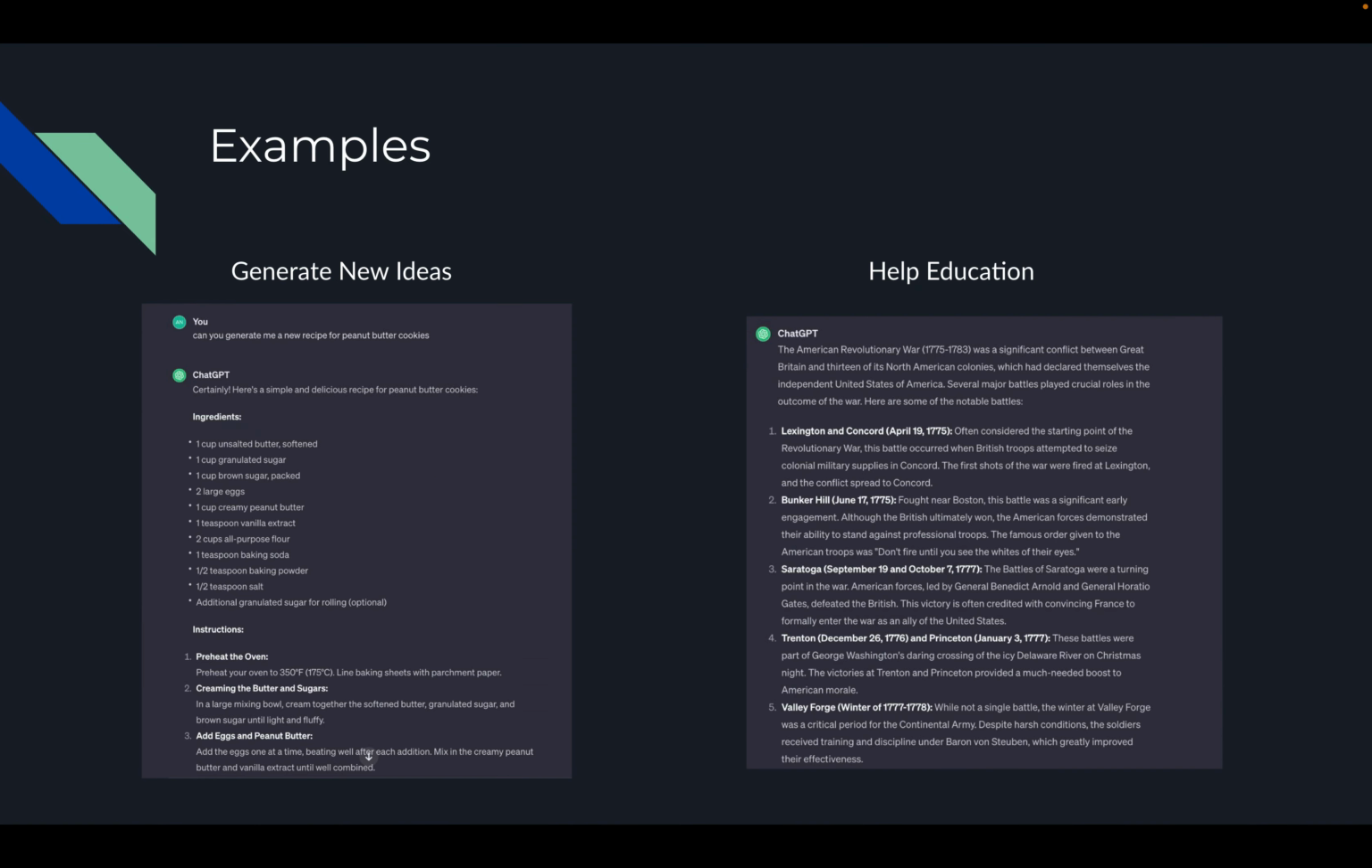Other things it can do, generate new ideas. This is probably what it's most popular for, at least in pop culture, or where you'll see it in a lot of media, like on Instagram or different things like that. You'll mainly find it through people saying, I asked AI to make me a new recipe for whatever it might be. Here I put in, give me a new recipe for peanut butter cookies. And it just generates one on the fly. So it takes all the inputs. It probably reads a lot of other recipes and then creates one on its own.